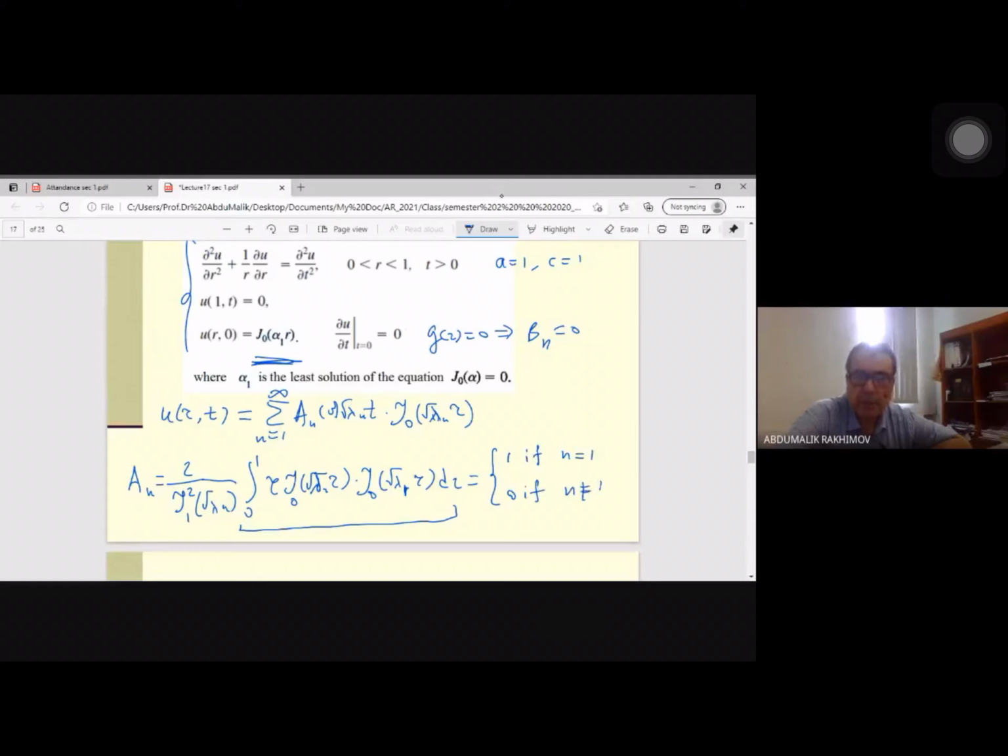So from the infinite sum, you will get only term 1, so it will be equal to cosine of root of lambda_1 t times J0 of root of lambda_1 r. This is the solution. Any questions?